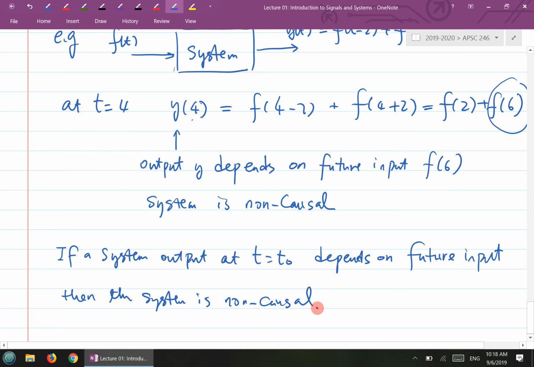All right, I'll give you the more formal definition in the next lecture. I'll also go through a few examples of looking at causal and non-causal systems.